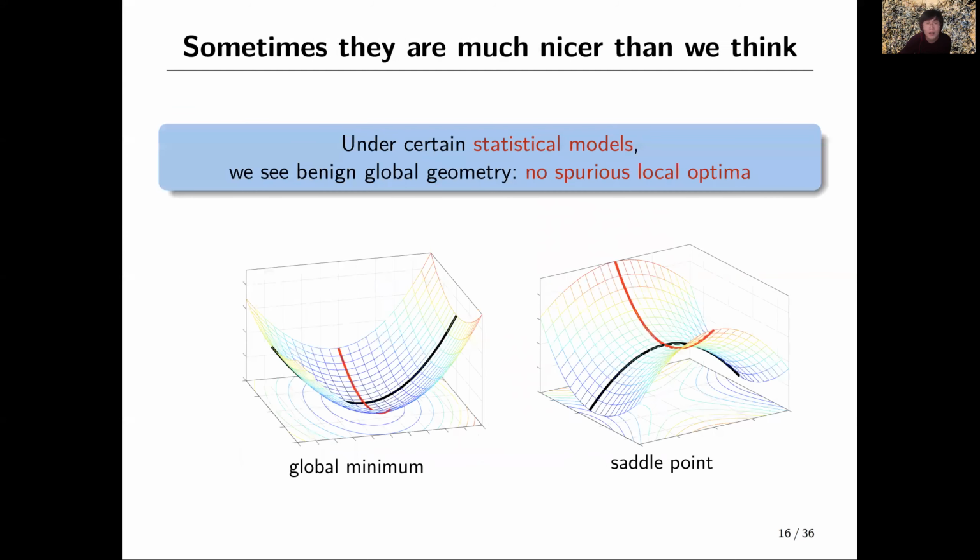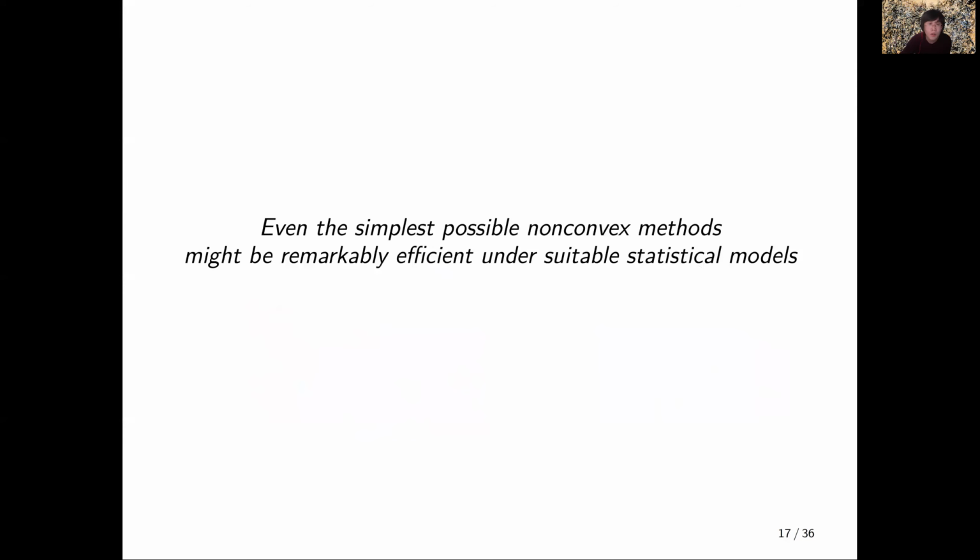Indeed, often under certain statistical models, we are able to see some benign global geometry of the loss function, in the sense that there are no bad spurious local minima, so that all the local minima actually correspond to the global minimum of the objective function. On the other hand, we don't have challenging saddle points in the loss function, in the sense that we only have what we call strict saddle points, so that if you are on these saddle points, you can always find some direction where you can decrease the loss function quite effectively. Therefore, as long as you can converge to a local minimum, you are also guaranteed to converge to the global minimum of this type of problem. And therefore, even the simplest possible non-convex methods might be remarkably efficient under suitable statistical models.